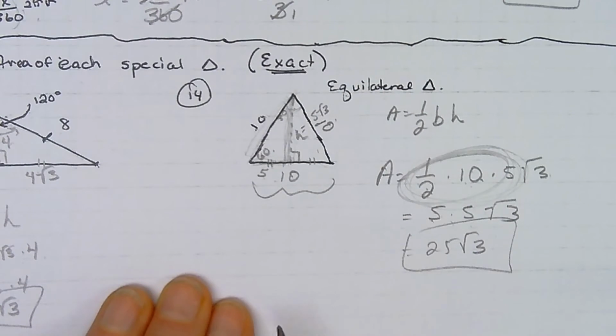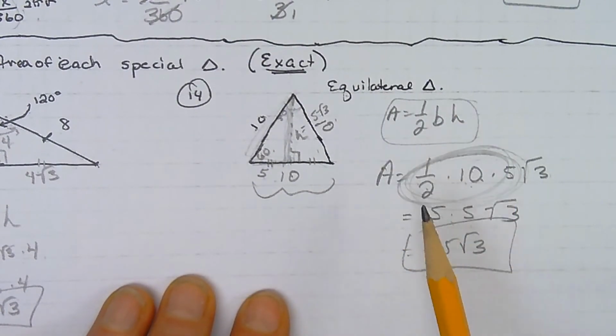So have those formulas memorized, those 30, 60, 90, and the areas of these shapes need to get put into your memory banks.